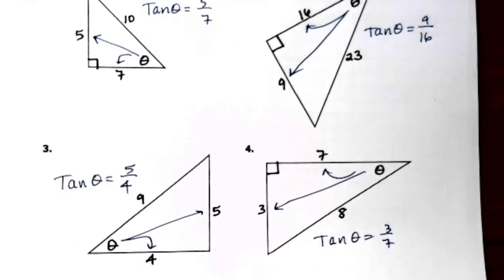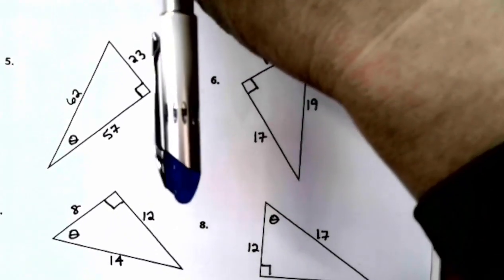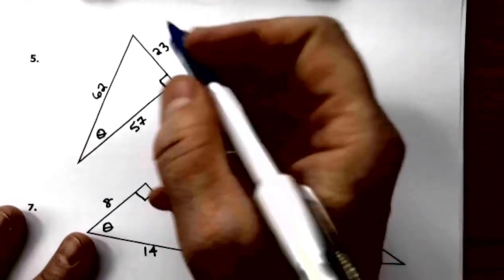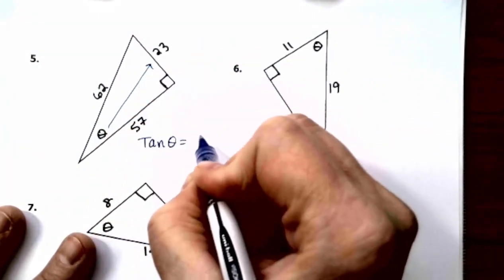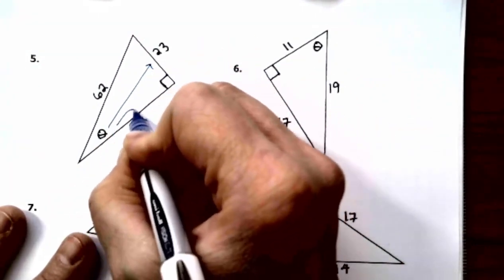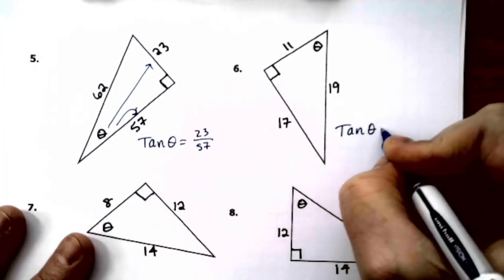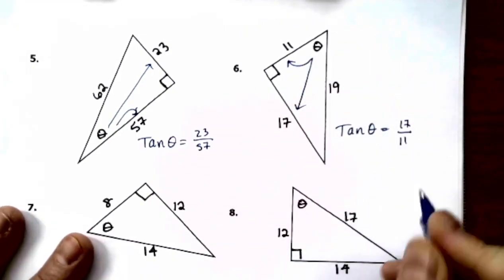So when they're asking you for tangent theta, they are looking for that ratio. Okay, if we were doing this live, I would have you practice and then go over. So go ahead and pause the video and see if you can answer these correctly, and then check your answer. Number 5, tangent of theta equals opposite, which is 23, over adjacent, which is 57. Number 6, tangent of theta equals opposite, which is 17, over adjacent, which is 11.